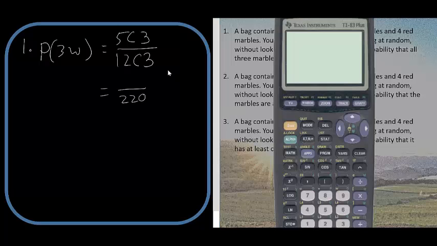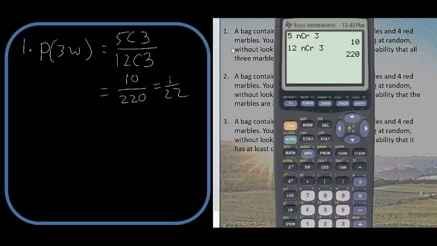Let us look at it, we know 12C3 is 220. I'm showing you all this. First you take 5, go to math, and under probability you have 3, which is the combination, take 3. So that gives you 10. And then if you say 12, math, under probability, number 3, and I'm taking 3, that gives me 220. So that means 10 over 220. That means 1 over 22 is the probability that all 3 will be white.